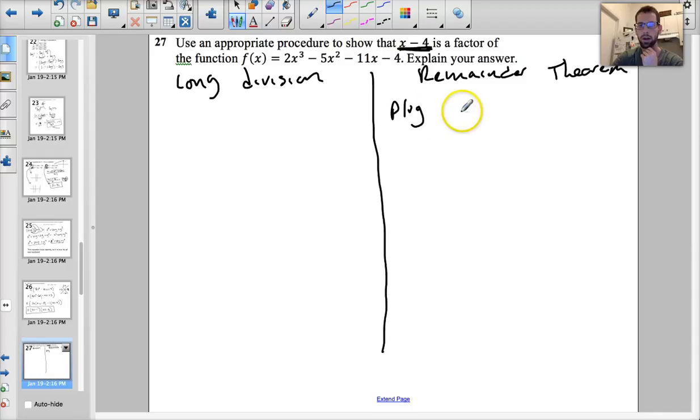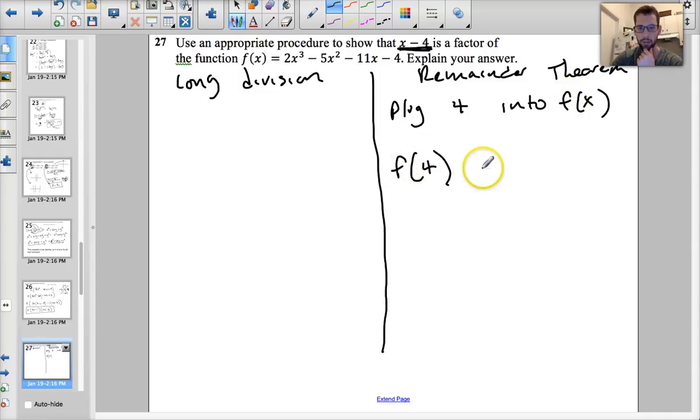So plug 4 into f of x. I would find f of 4. And if the remainder is 0, then it goes in evenly. So f of 4 equals 2 times 4 cubed minus 5 times 4 squared minus 11 times 4 minus 4.